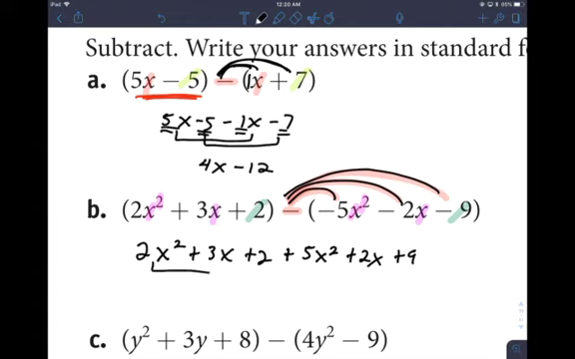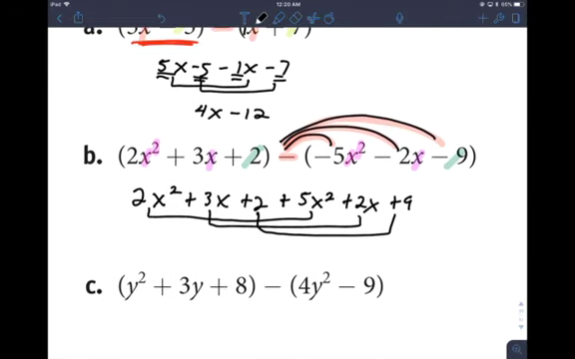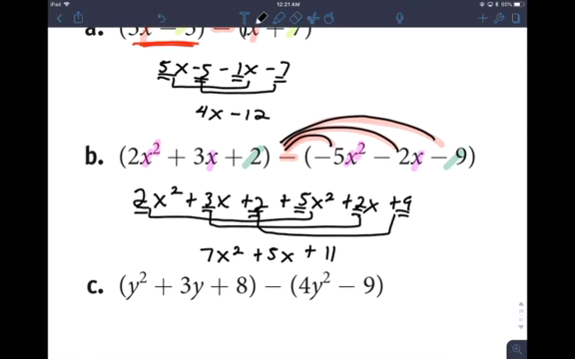So we already have our like terms. Simply combine these. So 2x squared plus 5x squared. 2 plus 5 is going to be 7x squared. 3x plus 2x. 3 plus 2 is 5x. And 2 plus 9 is going to be plus 11. So this is where I'm going to end the video.